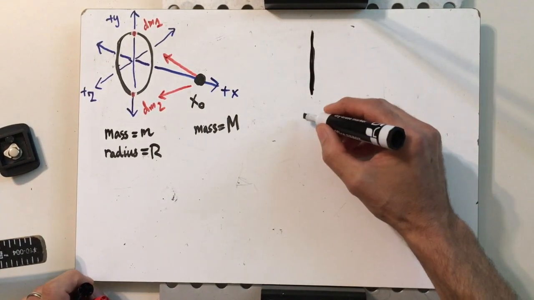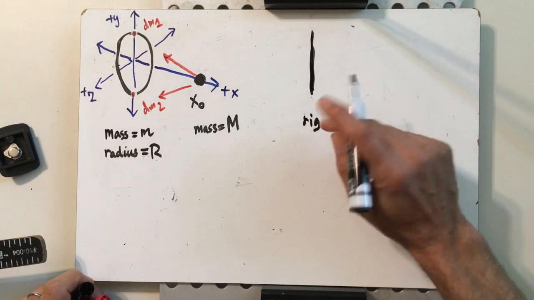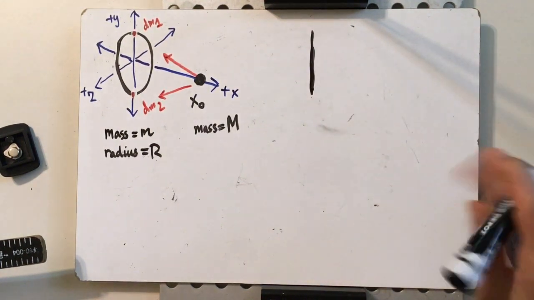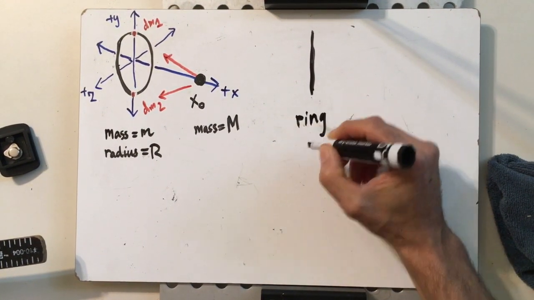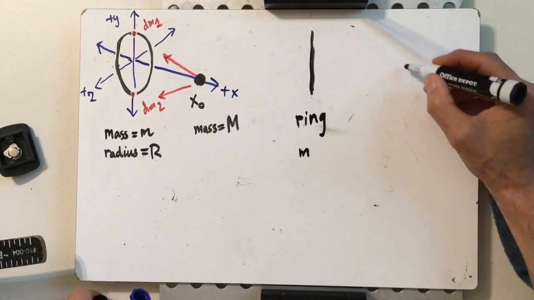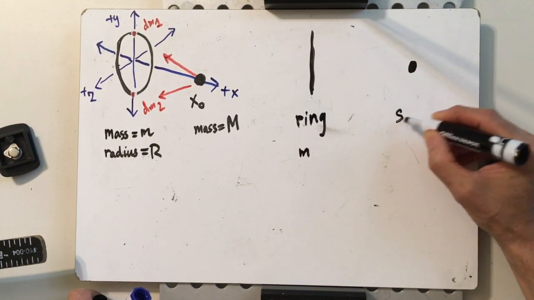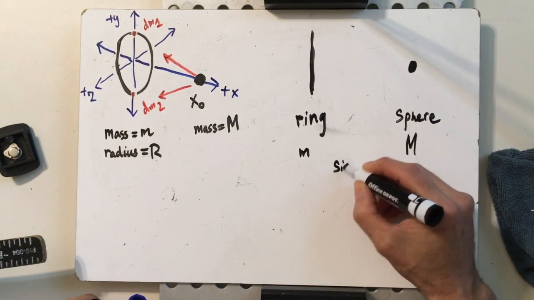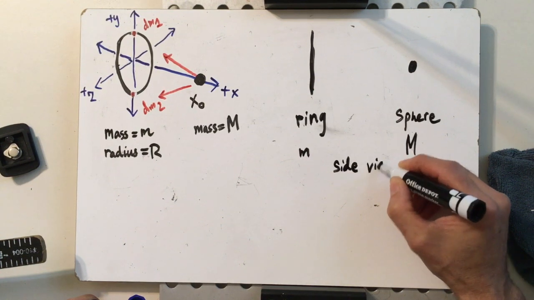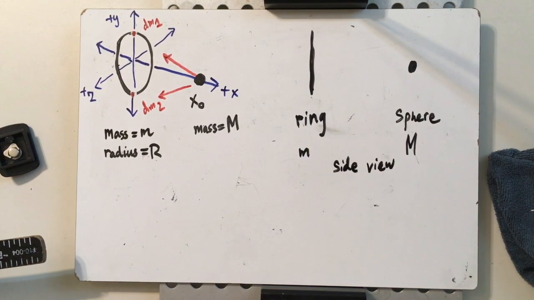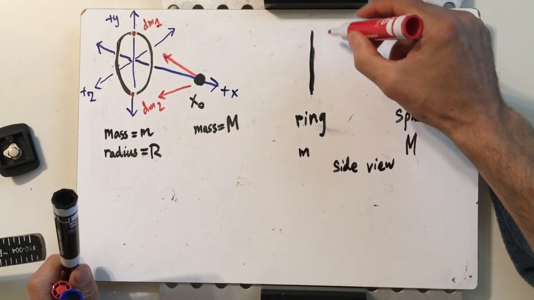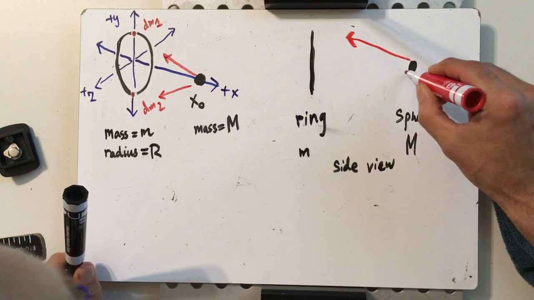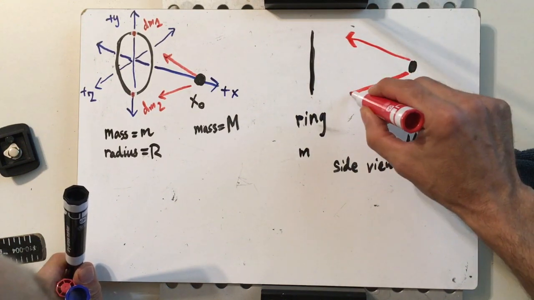Let's say this is our thin ring in side view. Remember, it's mass m, and here's our sphere, mass capital M. Let's figure out the geometry before we go about solving this. There'll be two force vectors, one something like this for dm1, and the other something like this for dm2.